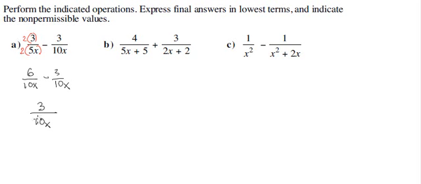For non-permissible values, it's the usual drill. You take the denominator, 10x, and you say, this cannot be 0. Then you divide both sides by 10, and ignore that, please. 10x divided by 10 makes x. Nothing divided by 10 makes nothing, so our non-permissible value is x must not be 0.